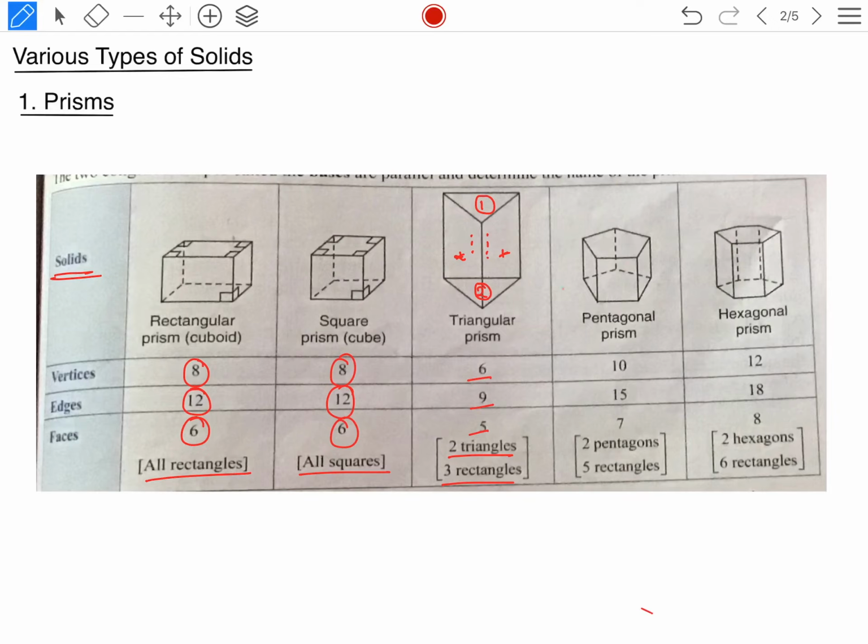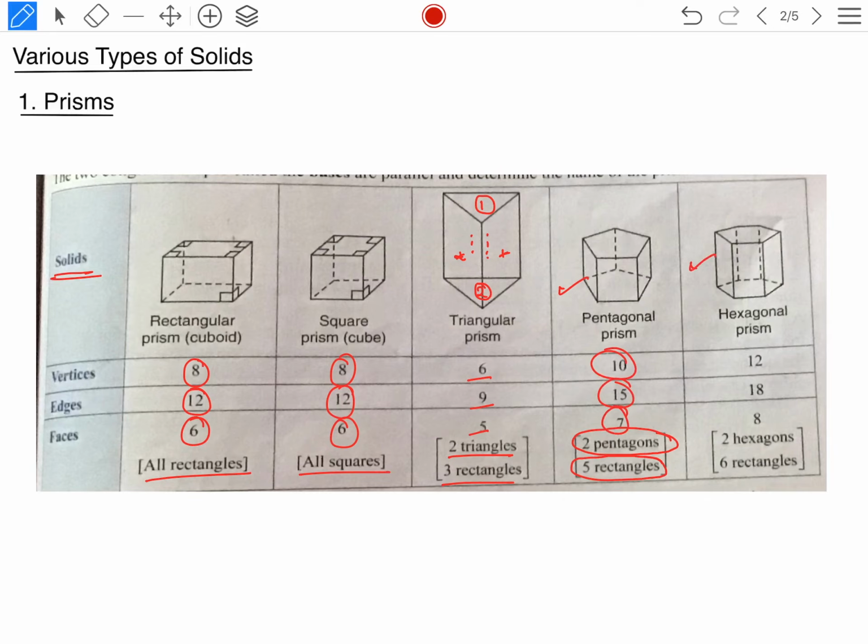Okay, see, this is another diagram. Pentagonal prism. Pentagon means there are 5 sides. Okay, so pentagonal means it will have 5 rectangles, and two pentagons are there. Pentagons means that have 5 sides. Okay. So here number of vertices is 10, number of edges is 15, and number of faces is 7.